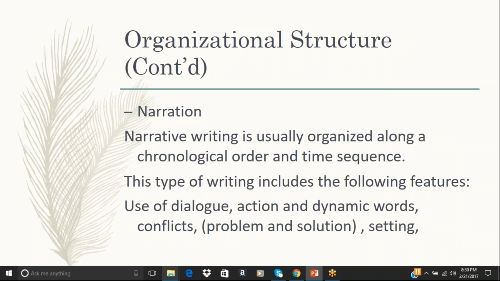Narration, we're looking at chronological order and the time sequence, same thing as periodic development. This type of writing includes the following features: the use of dialogue, action, dynamic words, conflicts, problem and solution, and setting. All right, so these are some features associated with narrative writing, which everybody knows already. But what is interesting there is that with narrative writing, there is normally sometimes problem and solution. I want to see if you guys are thinking, can anybody understand why it is that the problem and solution structure would be linked to narrative writing?